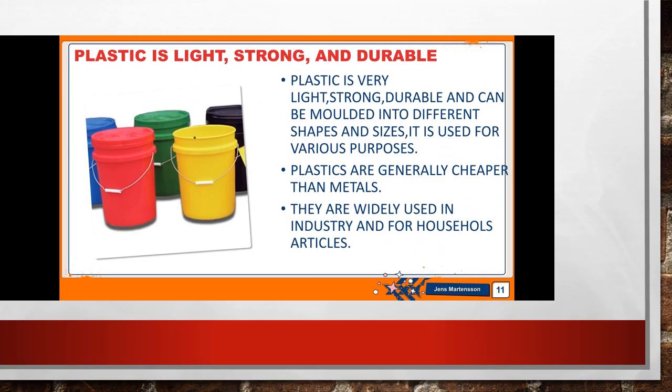The next property of plastic is that it is lightweight, strong and durable. Plastic is very light, strong, durable and can be molded into different shapes and sizes, so it is used for various purposes. Plastics are generally cheaper than metals. They are widely used in industry and for household articles.